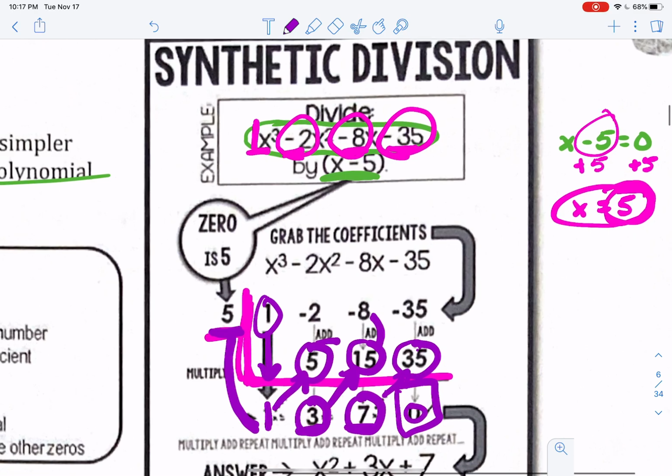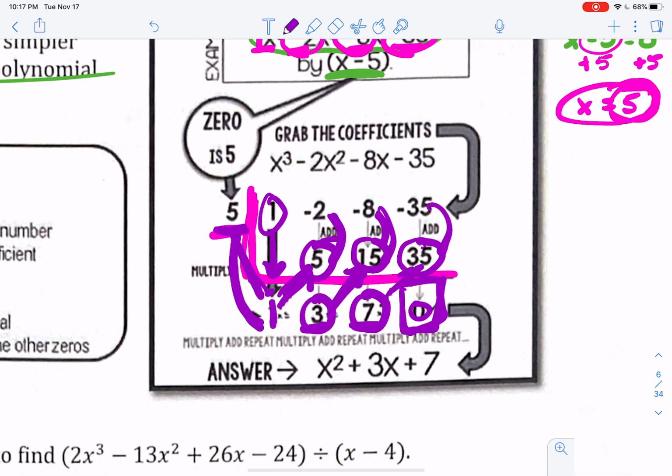So the entire time I'm multiplying to get here, adding, multiply, add, multiply, add. That's the entire process of synthetic division. Now, for my final answer, I always put this last number here in the box because that's 0.